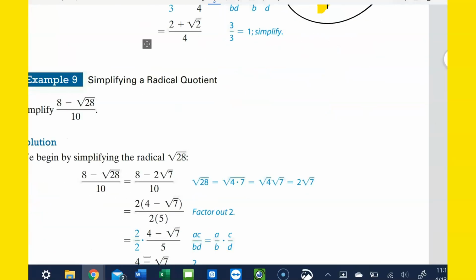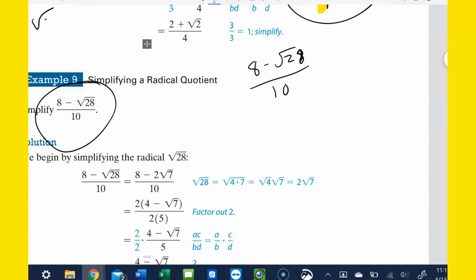Example 9. We're told to simplify this expression. So we've got 8 minus the square root of 28 over 10. Right now I can't do anything because I can't touch the 28 that's under the radical. And since I can't divide all 3 terms by the same thing because I can't touch the 28 at all, then I can't simplify it yet. But what I can do, maybe the 28 will break down and I can bring something outside of that radical that will reduce with the other 2 numbers. Let's break the 28 down.